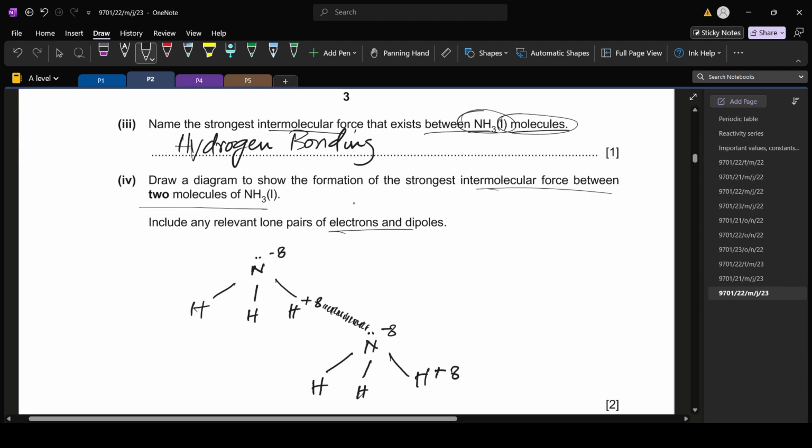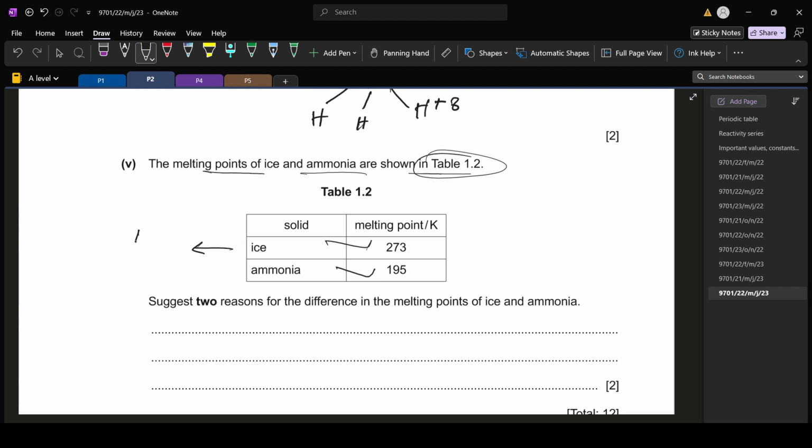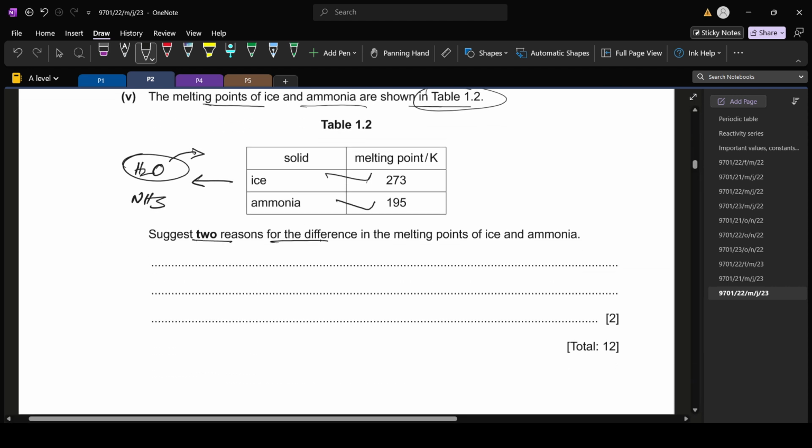Now moving towards the next part. The melting points of ice and ammonia are shown in table 1.2. Ice has a greater melting point, which means it has more and stronger intermolecular forces. The formula of ice is H2O, and ammonia is NH3. This water molecule also has hydrogen bonding. Suggest two reasons for the difference in melting point of ice and ammonia.